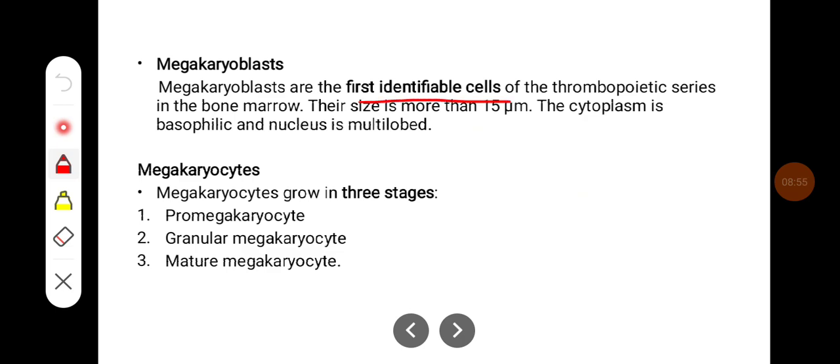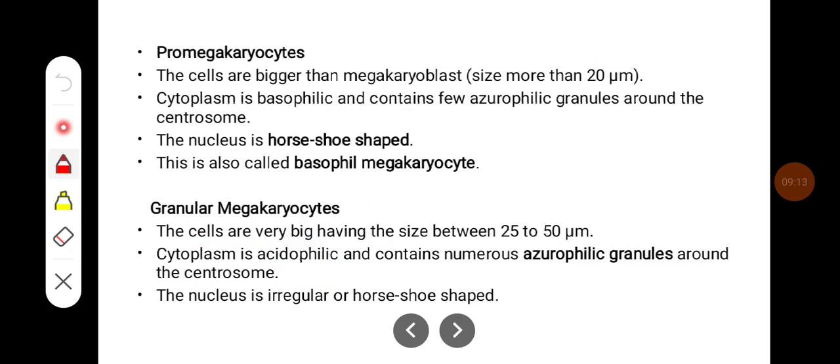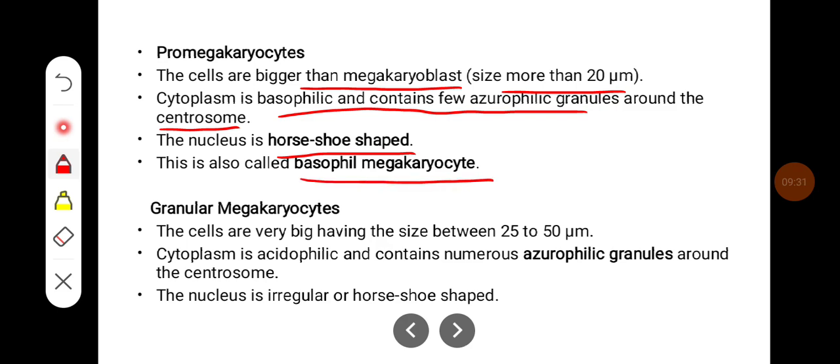Megakaryoblasts are the first identifiable cells of the thrombopoietic series in the bone marrow. The size is more than 15 microns. The cytoplasm is basophilic and the nucleus is multi-lobed. Megakaryocytes grow through three stages: promegakaryocyte, granular megakaryocyte, and mature megakaryocyte. Promegakaryocytes are bigger than the megakaryoblast, size more than 20 microns. Cytoplasm is basophilic and contains few azurophilic granules around the centrosome. The nucleus is horseshoe shaped, so this is also called basophilic megakaryocyte.